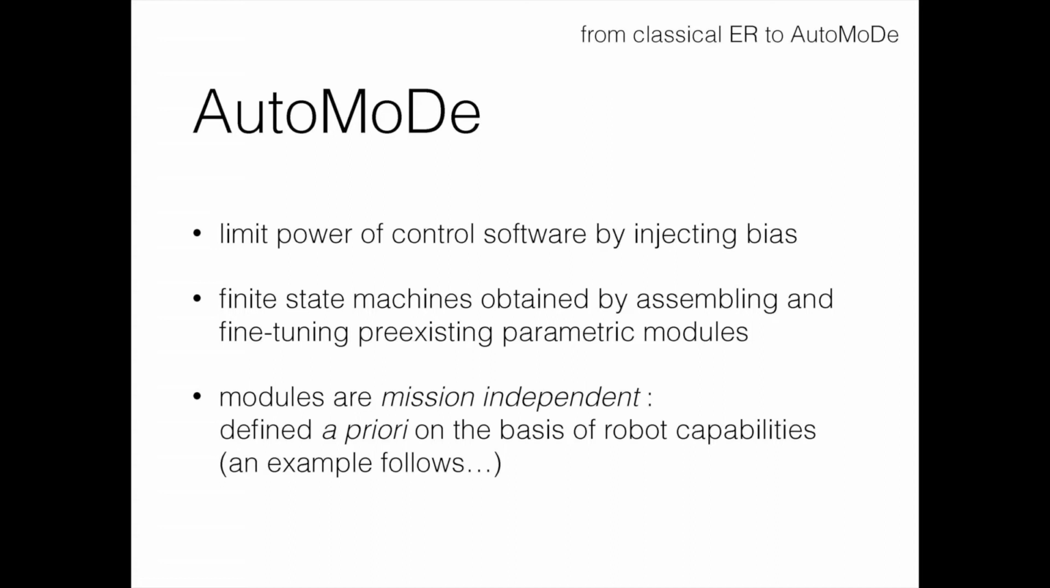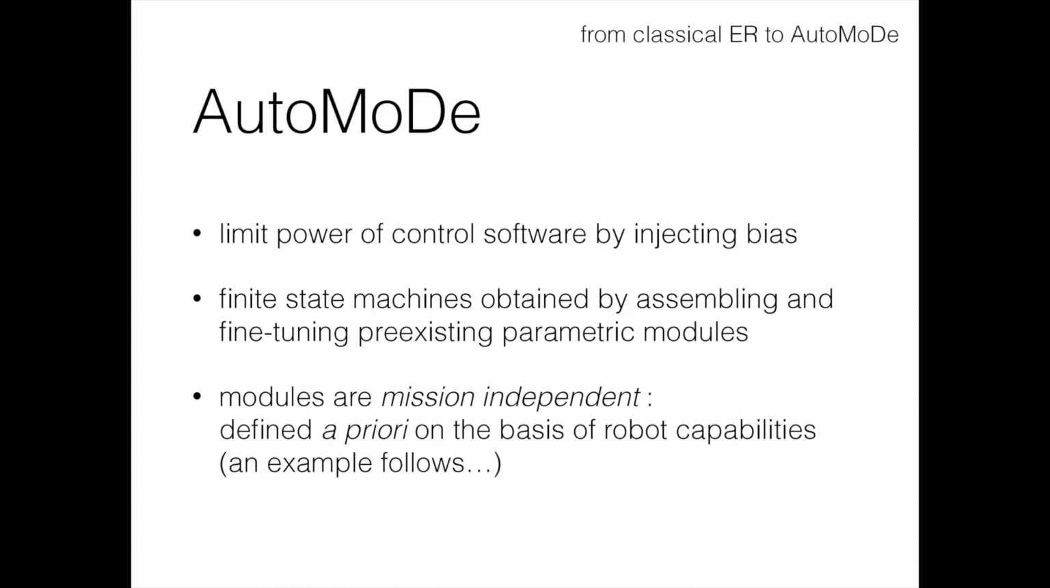To address this issue, we have developed a new approach to the automatic design of control software for robot swarms. We call this approach AutoMoDe, which stands for Automatic Modular Design. The idea behind AutoMoDe is to limit the representational power of the control software produced by injecting bias. So we control robots using probabilistic finite state machines that are obtained by assembling and fine-tuning pre-existing parametric modules.